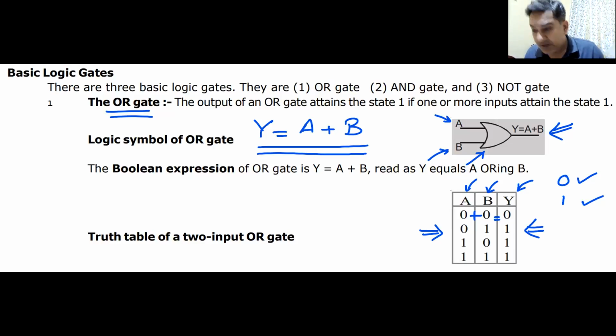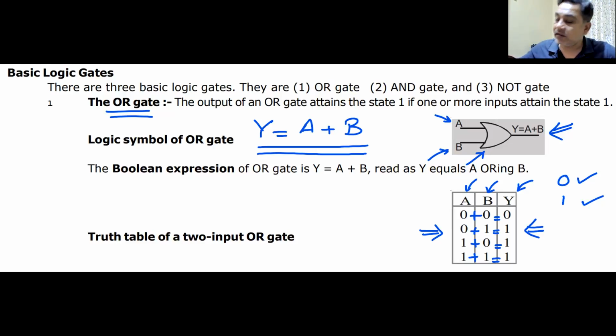Now, if I make one input 0 and the other input 1, then 0 plus 1 is equal to 1. This is simple maths. So if any input is on, the result is on. If the other input is on, the result is also on. Now, when both of the inputs are on, 1 plus 1 does not become 2 here, because there is no 2 here, only 0 and 1. So if both of them are on, the answer is still on. Do we understand this?